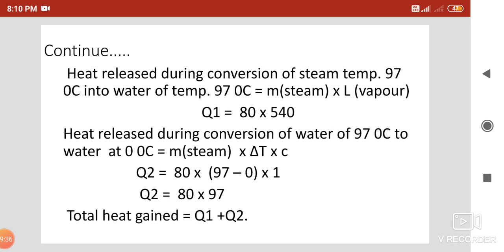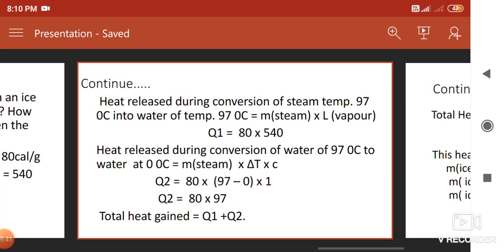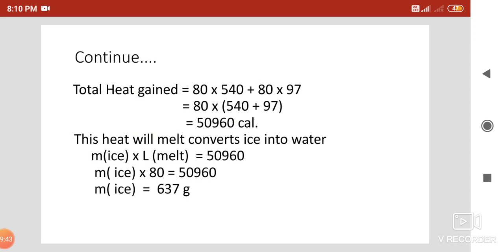Then the total heat gain is equal to Q1 plus Q2, we have to add both these. Then the total heat gain is equal to 80 multiply 540 plus 80 multiply 97. We will take 80 common, so in bracket 540 plus 97, we get 80 multiply 637, that is 50,960 calorie, the total heat gained by the ice.